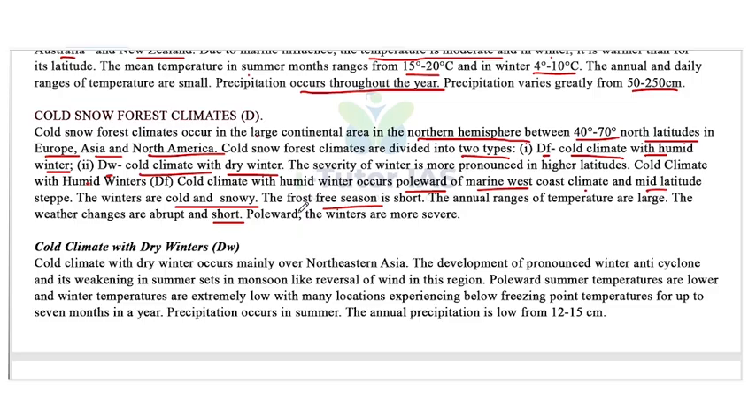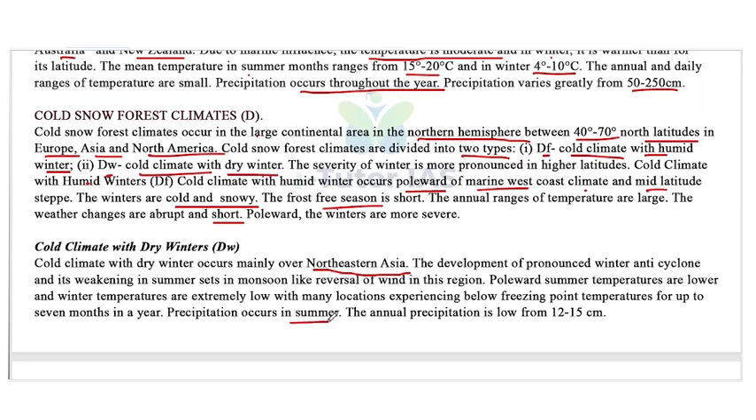Cold climate with a dry winter occurs mainly over northeastern Asia. The development of a pronounced winter anticyclone and its weakening in summer sets in a monsoon-like reversal of wind in this region. Poleward, summer temperatures are lower and winter temperatures are extremely low, with many locations experiencing below-freezing temperatures for up to 7 months in a period.